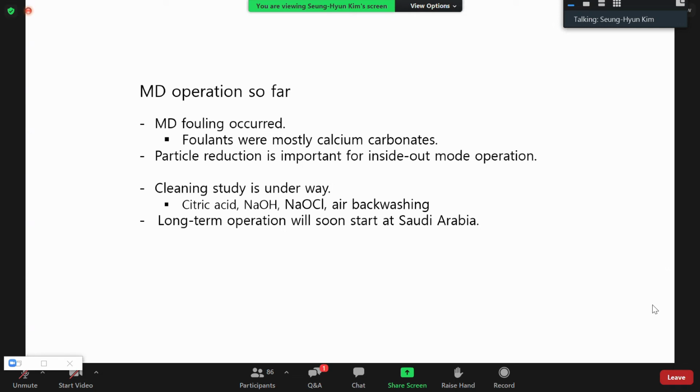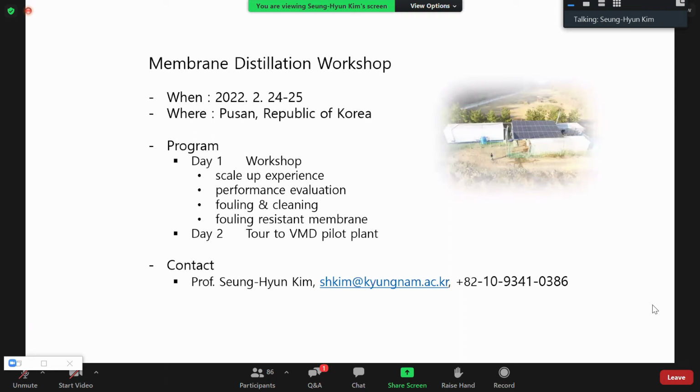Cleaning study is underway. We are trying citric acid, sodium hydroxide, sodium hypochlorite, air bag washing, and long-term operation will soon start at Saudi Arabia with pilot plant number 3.